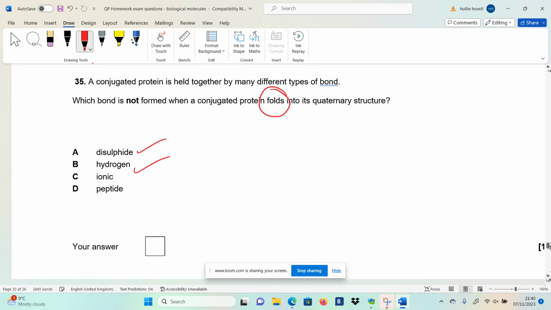Disulfide, yes. Hydrogen, yes. Ionic, yes. Peptide, no. It does contain peptide bonds between the amino acids, but they're not involved in the folding of it. They're just involved in making it into a polypeptide in the first place, joining the amino acids together. Okay, next one.